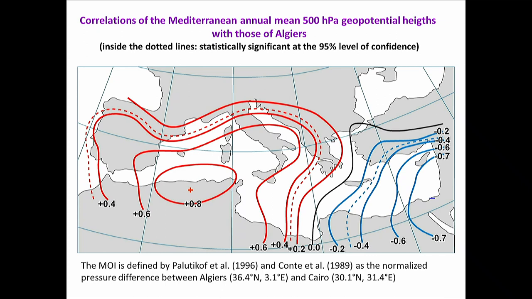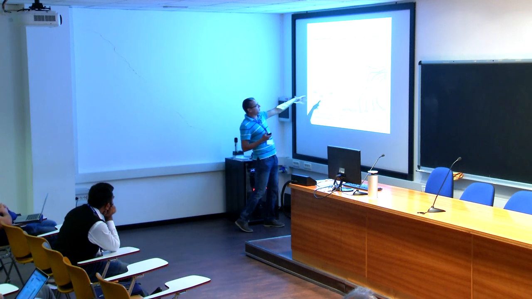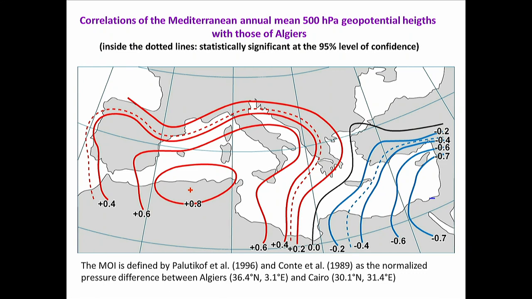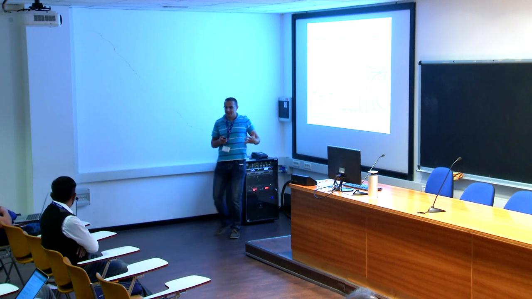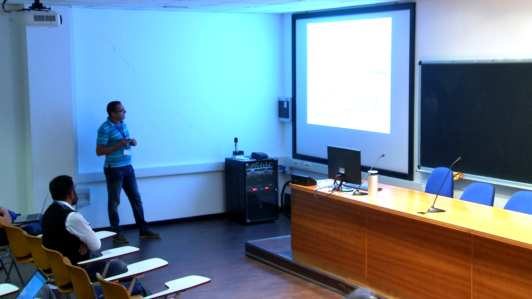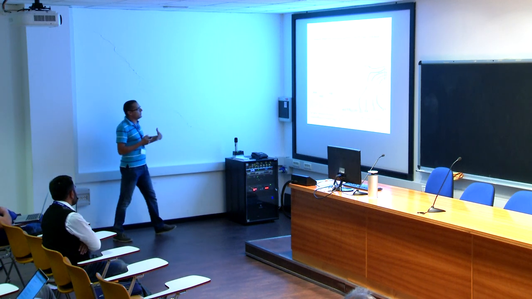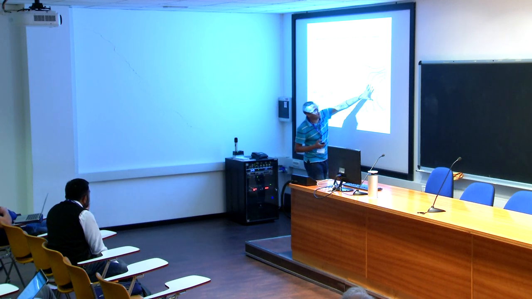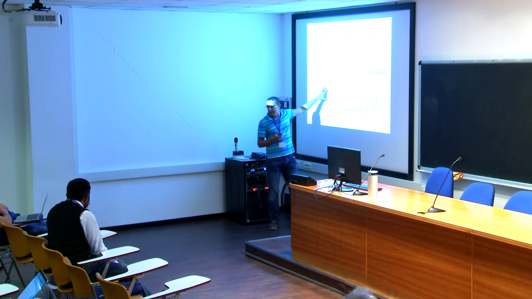The Mediterranean oscillation is based on the fact that what happens here in terms of pressure may be anti-correlated with what happens over Cairo. So the Mediterranean oscillation index is a measure of how far apart in terms of pressure Algiers and Cairo are. When you have a negative phase, it means that we have a low pressure system here, and an anticyclonic system there. When we have cyclonic anomalies here, we have a chance to have precipitation over Morocco. When we have cyclonic anomalies here and anticyclonic anomalies there, the Mediterranean oscillation is in its negative phase.